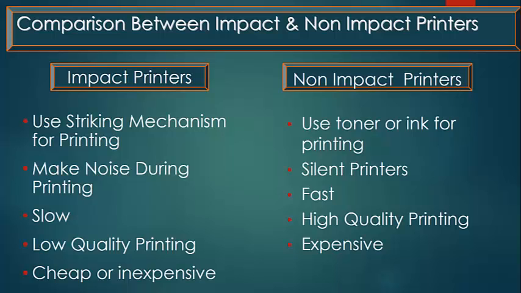Non-impact printers do not use a striking device to produce characters on the paper, and because these printers do not hammer against the paper, they are much quieter. They use toner or ink for printing. They are fast, produce high-quality printing, but are expensive.